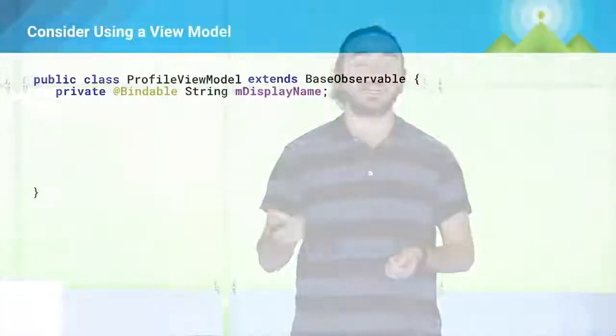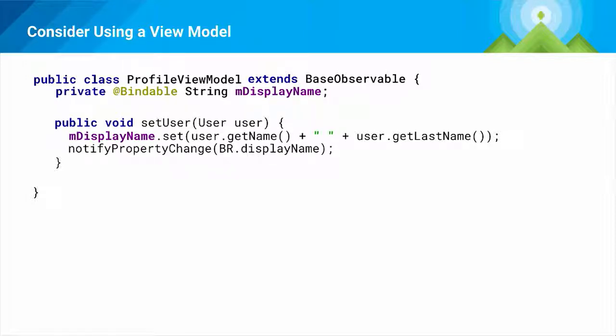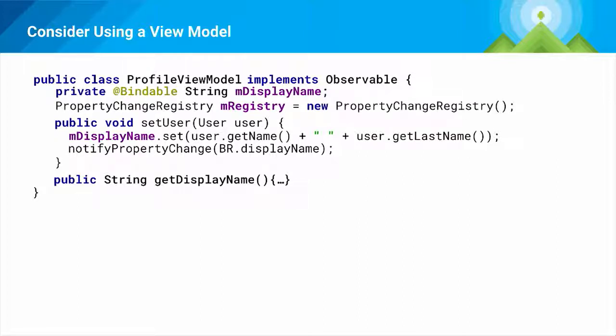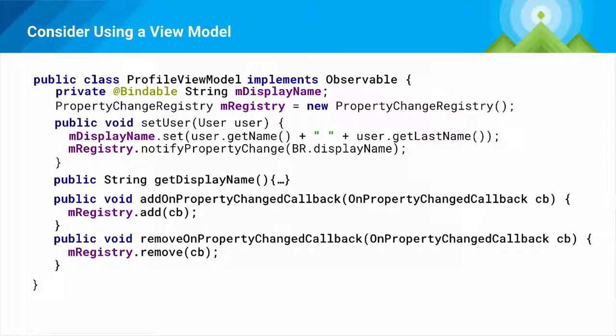There's another example where you write a view model extending the base observable class because you don't want to use those convenient classes. The same example here, when the data changes, you notify, and then data binding takes care of this. Or you can implement the observable interface. Then we provide this property change registry class, which allows you to dispatch events. All you have to do is notify property change through that class. And when we add or remove callbacks, you just send those calls to this class, and it will take care of it.